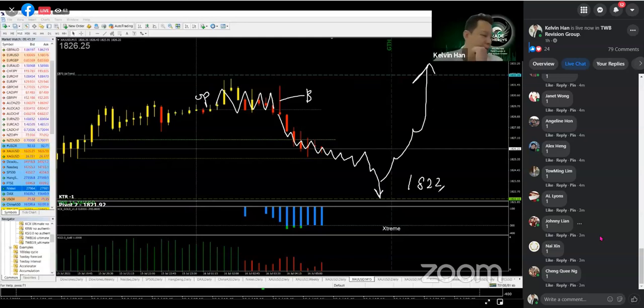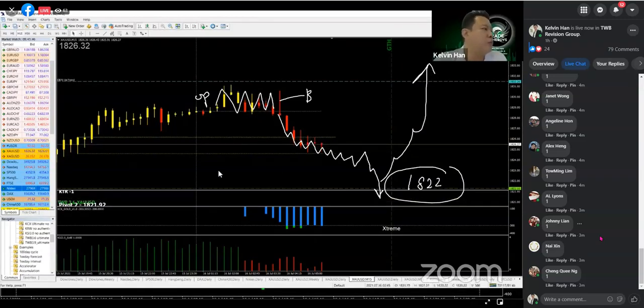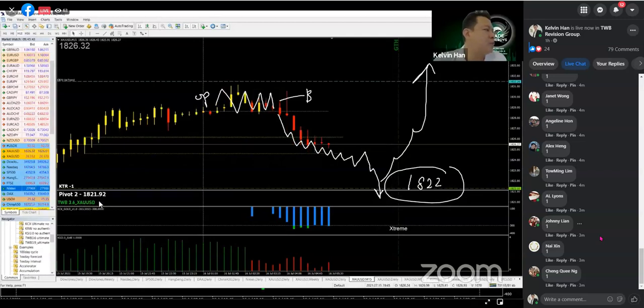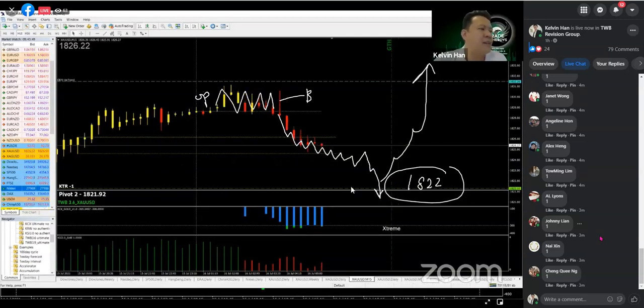All right, but at the moment, there is a possibility for gold to trade to 1822, hit the KTR before potentially bottoming out. And do note 1822 is also very nearby to the pivot at 1821, so it's a stack at this moment here. So 1822 should be a draw towards it. And of course, if it hits that point and stabilizes itself, the market may go back up again. Okay, got the idea? So that's gold for today.